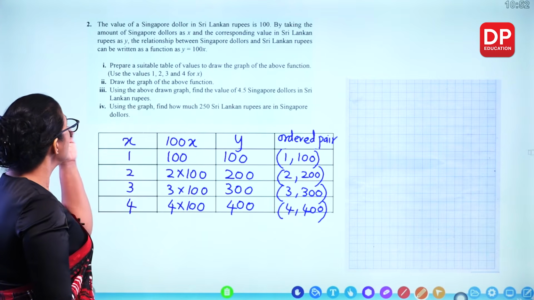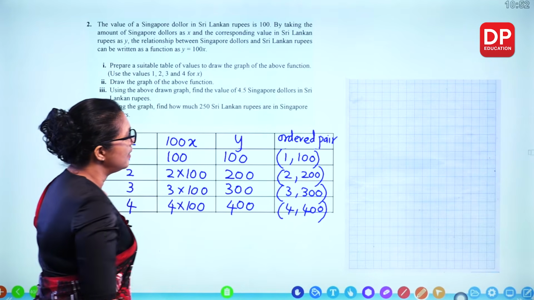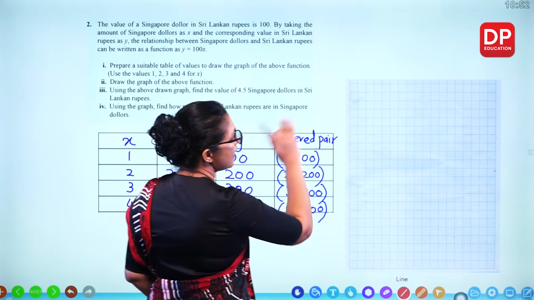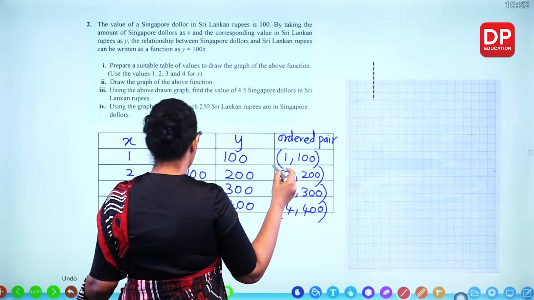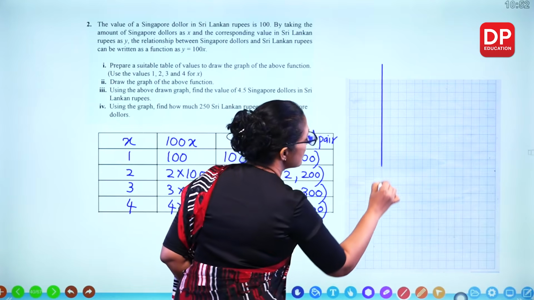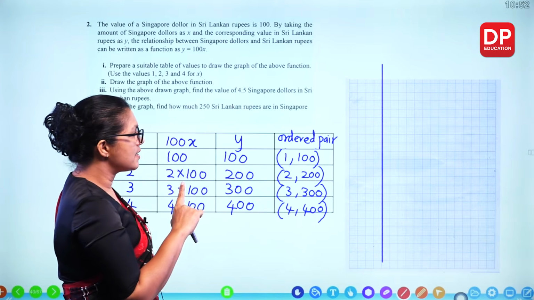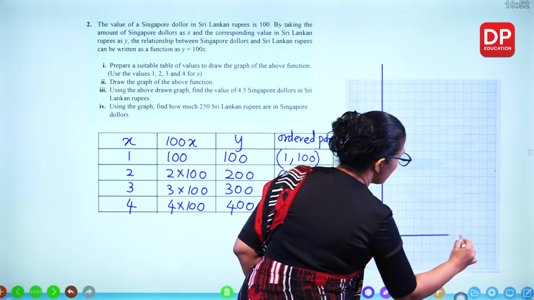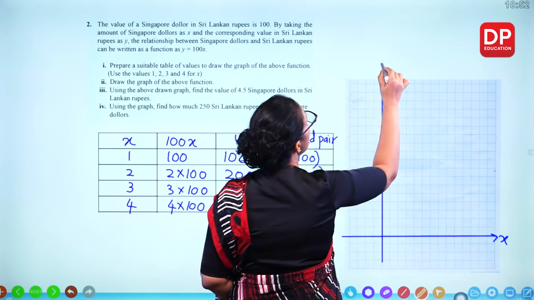Now we need to use the scale. So how do we decide the scale? Here positive numbers are there. So that means we can take the y-axis toward this side because there are no negative values. No negative x values, so you can take the y-axis here. And no negative y values, so you can take this one down. We'll label this one x and this is y.